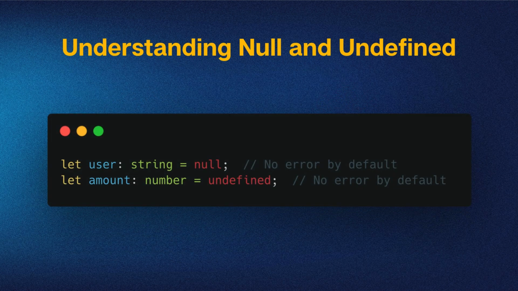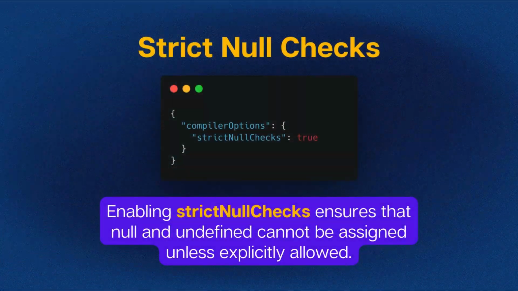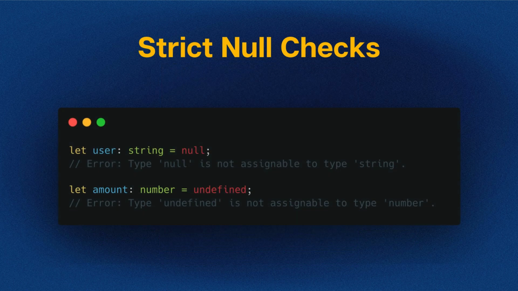By default, TypeScript allows null and undefined to be assigned to any type, which can be risky. However, you can configure TypeScript to be strict about these assignments. Enabling strict null checks in your TypeScript configuration makes the type system more robust by preventing null and undefined from being assigned to variables unless explicitly declared. With strict null checks, TypeScript forces you to handle null and undefined, significantly reducing runtime errors related to these values.